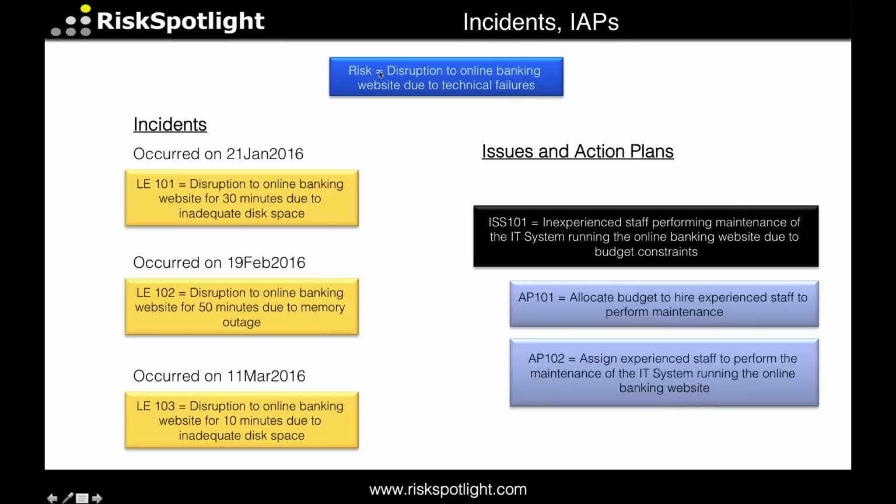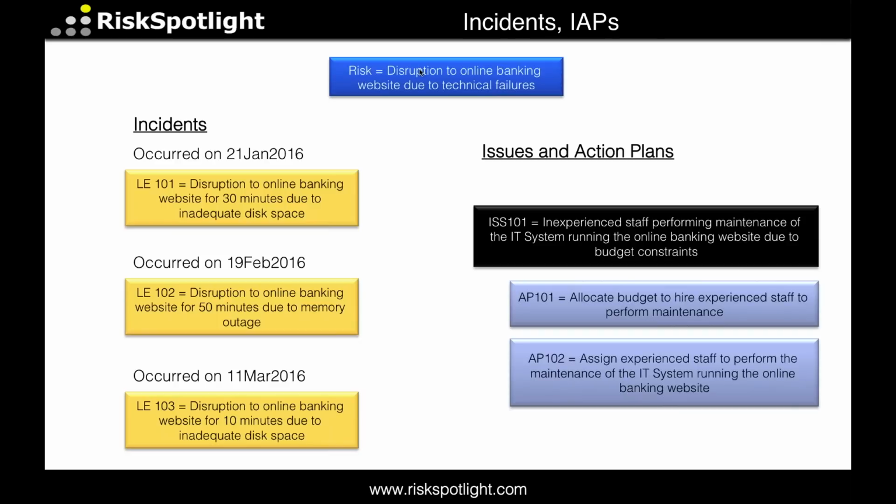So it's one risk, but where our controls fail and that risk actually occurs in real life, then that's what we call an incident. So in this case, there is a risk. That risk happened on 21st Jan 2016, where our online banking website was down for 30 minutes. And then on 19th Feb, we had another incident, which is again related to that same risk. And then on 11th March, I had another incident. So I have 3 incidents where that risk has actually materialized or crystallized, which are the terms used. So risk is always in the future. Risks don't happen. It's incidents which happen.